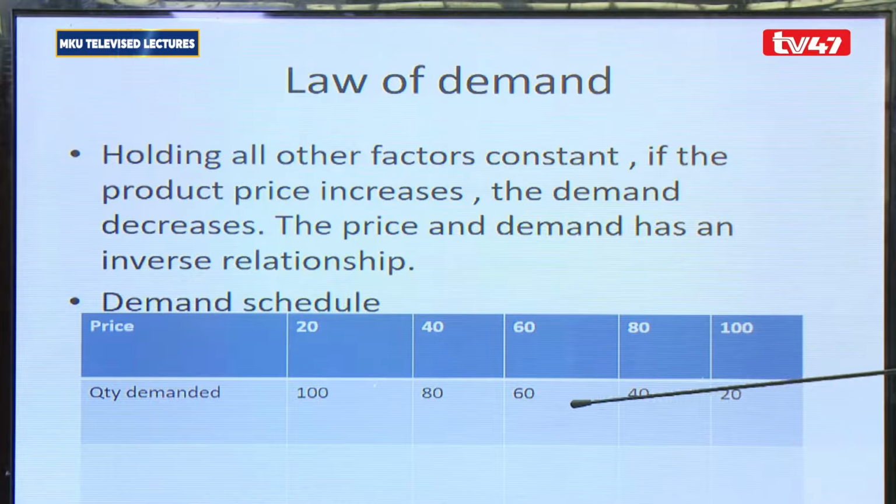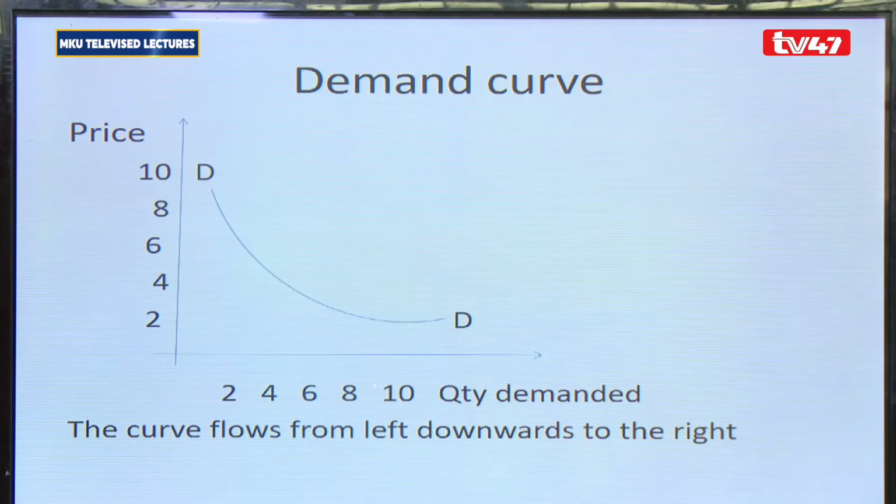Quantity demanded decreases to 60. The price increases to 80, and demand decreases to 40. The price goes to 100, and the quantity demanded goes down to 20 units. That means the price is increasing and the demand is decreasing. We can demonstrate that using what we call the demand curve.